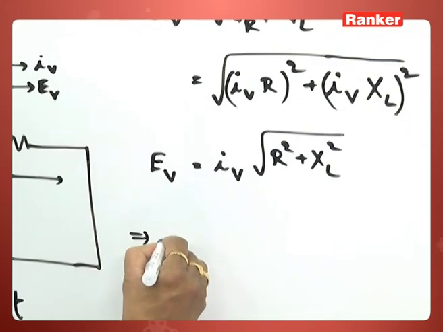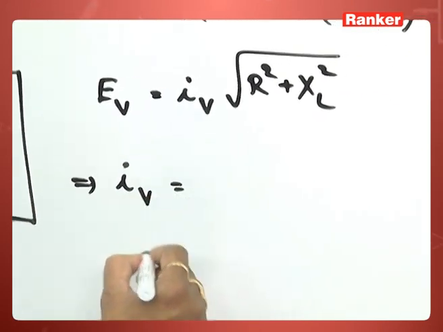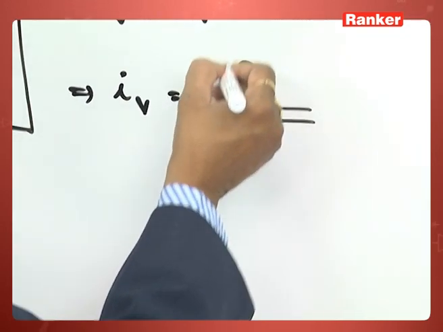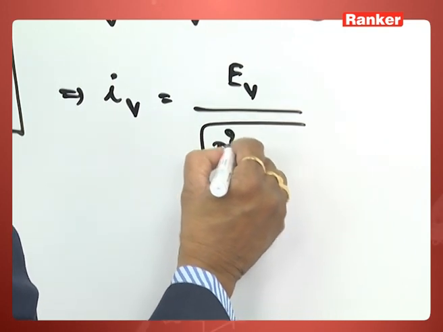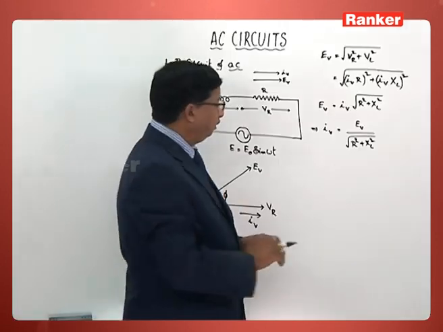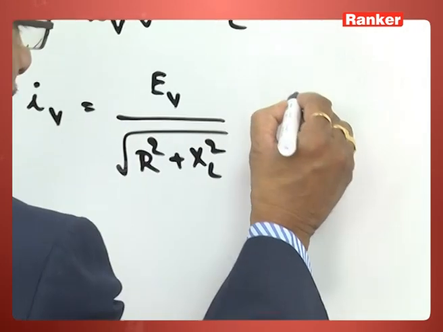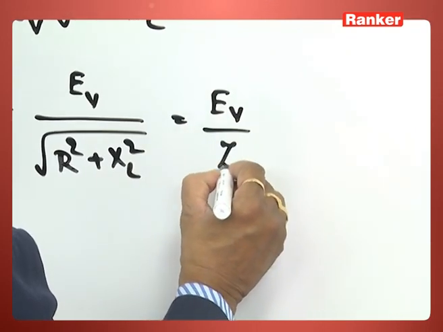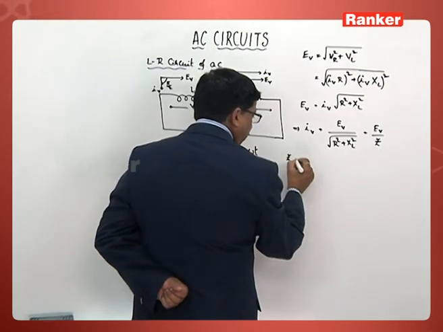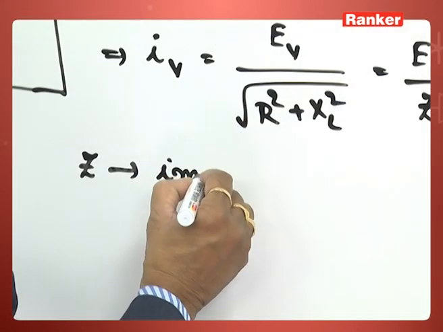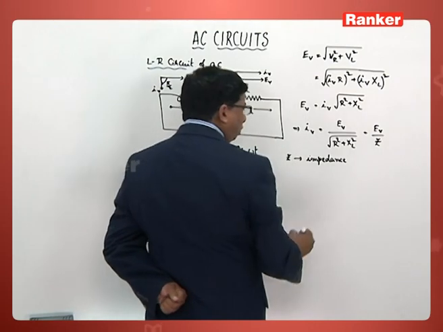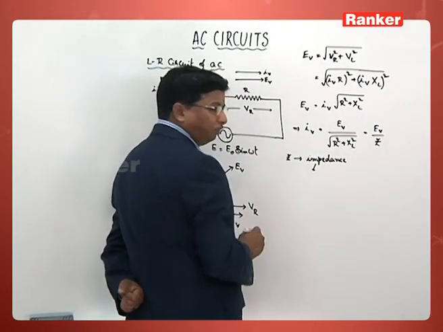Therefrom we can write a formula for virtual value of current as virtual value of EMF divided by root over R square plus XL square. This value we write like this, EV by Z, and that Z we call impedance.